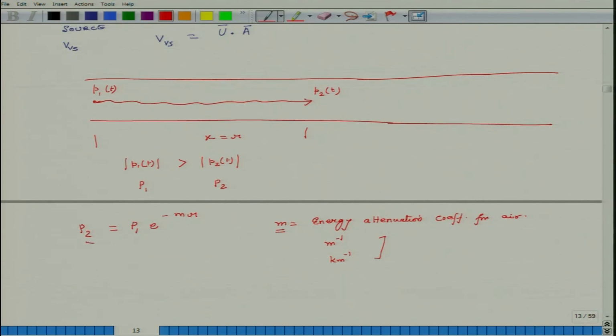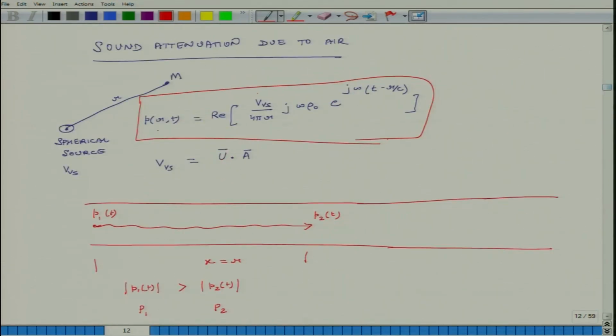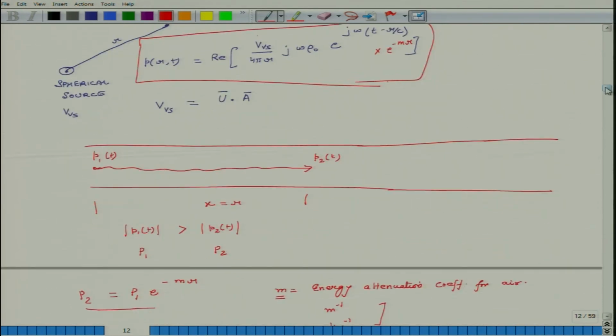So, with this understanding, the pressure here is not this entire thing, because sound has travelled over a distance of r meters. This thing should also be multiplied by e to the power of minus mr, and that will take care of the dissipative effect of the air as sound travels through it.